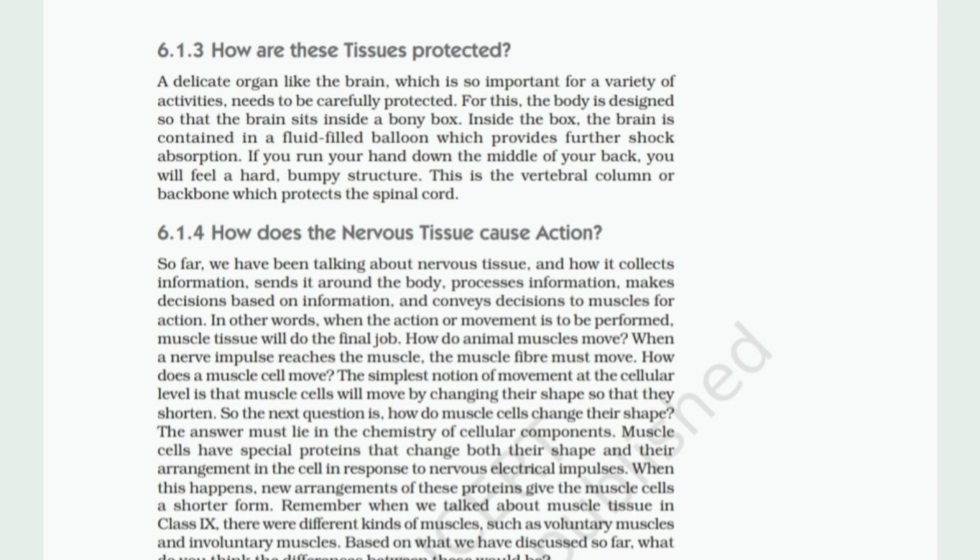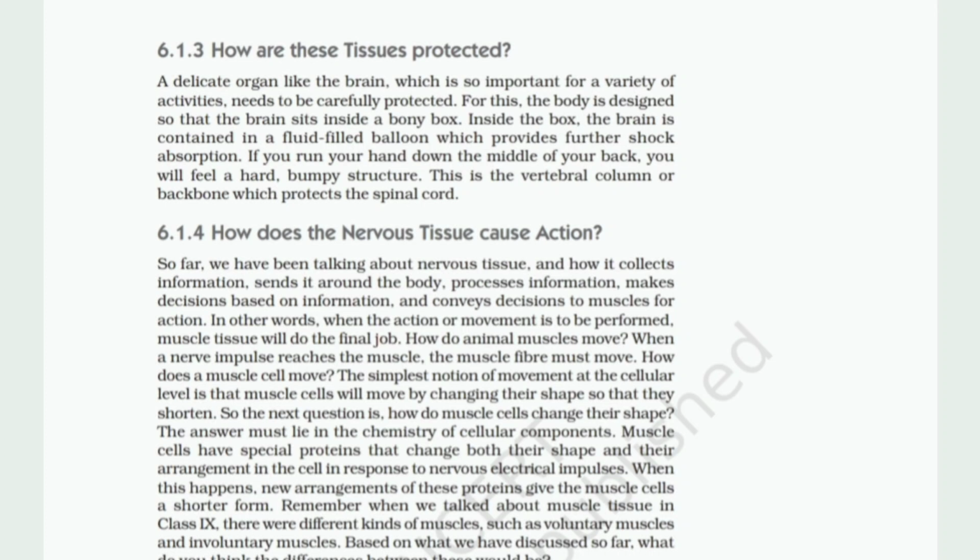How does the nervous tissue cause action? So far, we have been talking about nervous tissue, and how it collects information, sends it around the body, processes information, makes decisions based on information, and conveys decisions to muscles for action. In other words, when the action or movement is to be performed, muscle tissue will do the final job. How do animal muscles move? When a nerve impulse reaches the muscle, the muscle fiber must move. How does a muscle cell move?